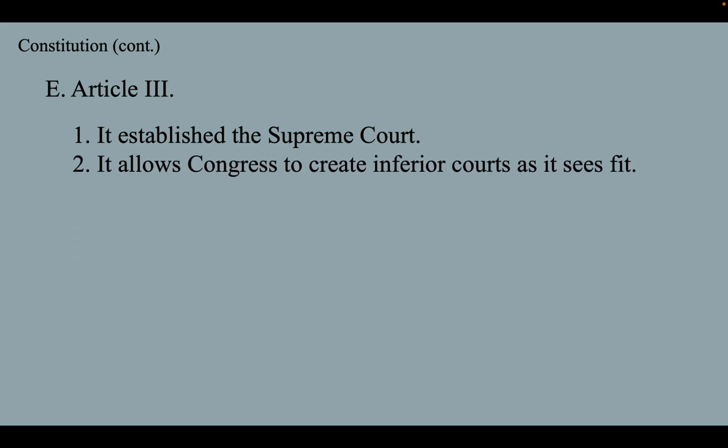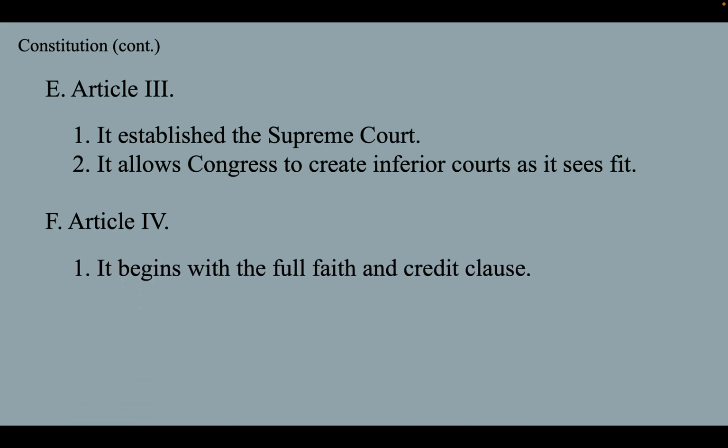Article 3 establishes the Supreme Court. After that, though, it doesn't really mention how the courts are to be established. Instead, it allows Congress to create inferior courts as it sees fit. That allows Congress to change the courts for a changing country, okay? Because they passed and created so many in 1789 when the government went into effect, but we have a lot more than that today.